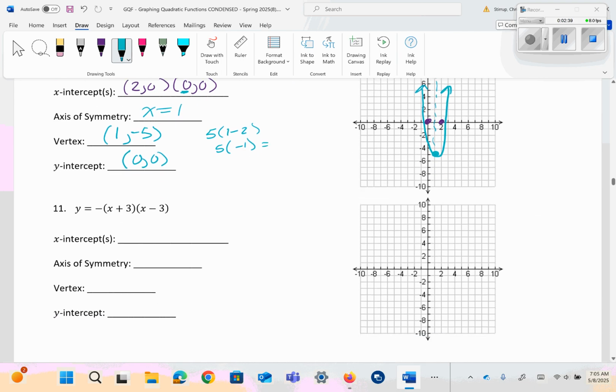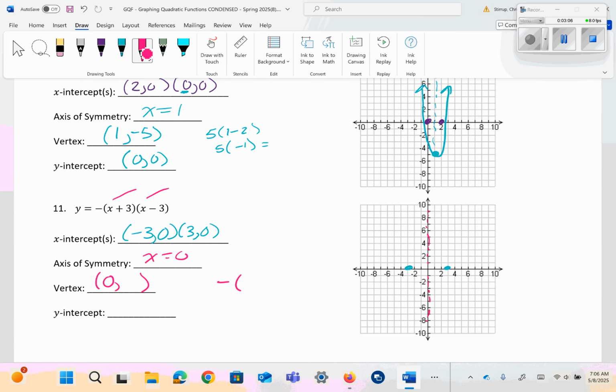Number 11, if we go ahead and get our intercepts, so setting each of those sets of parentheses equal to 0, I get (negative 3, 0) and (positive 3, 0). What's halfway in between negative 3 and positive 3? Yeah, that's right, 0. So there's our axis of symmetry. 0 is going to share the x portion. Plug 0 in here and here.